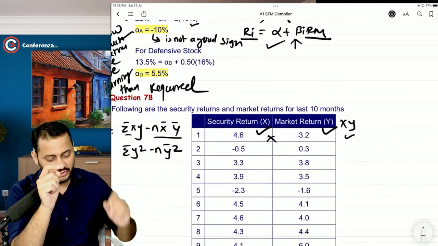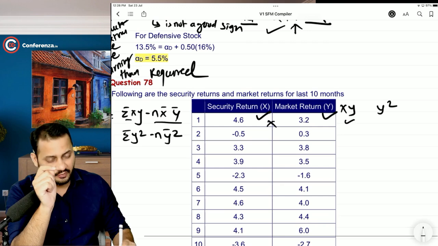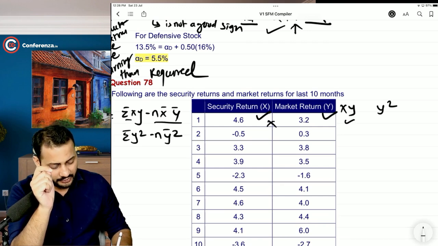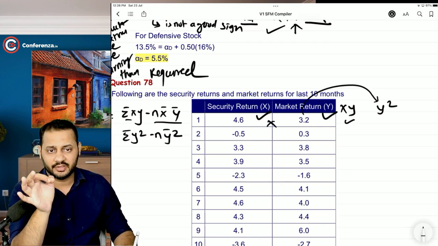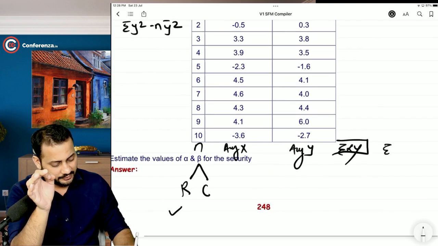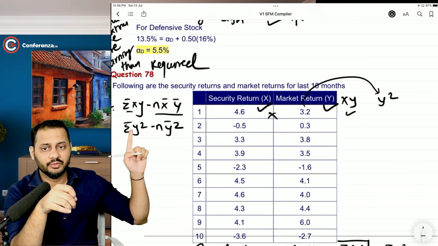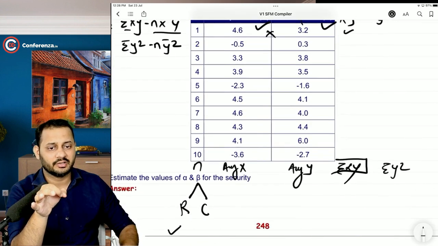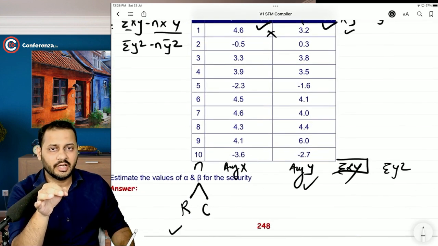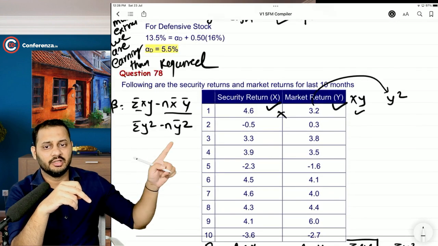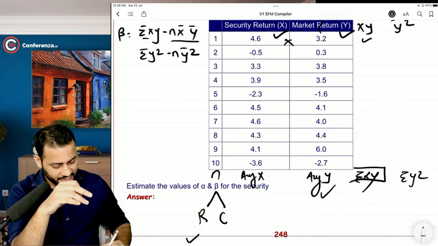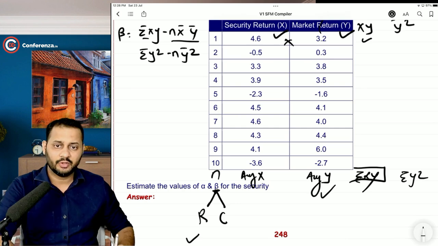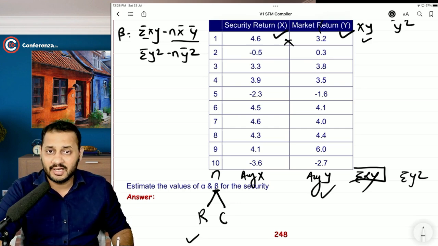Then comes the summation of y square. So 3.2 into 3.2 will be y square. The total of it will be summation of y square, which will come to this place. Then n means the 10 and bar y square, the square of the average of y. You will get the beta. Once you reach this beta, you can find out the alpha as well.